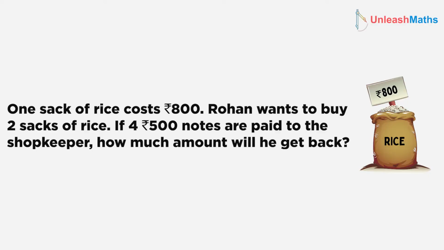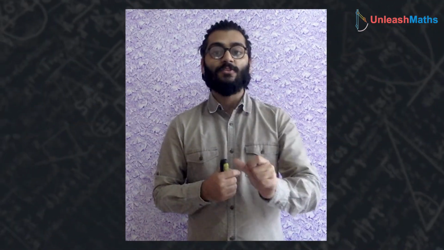The question says 1 sack of rice costs rupees 800. Underline it. Rohan wants to buy 2 sacks of rice. Underline it. 4 500 rupees notes are paid to the shopkeeper. Underline it. How much amount will he get back? Underline it. Now the next step is to decide what you need to find and which operation should be used.